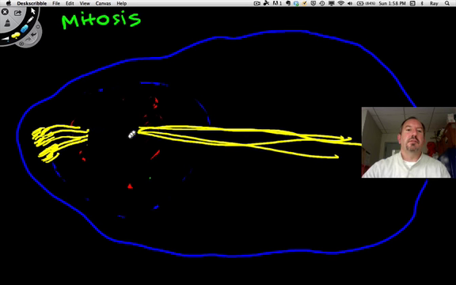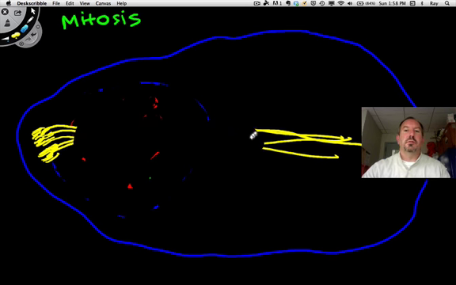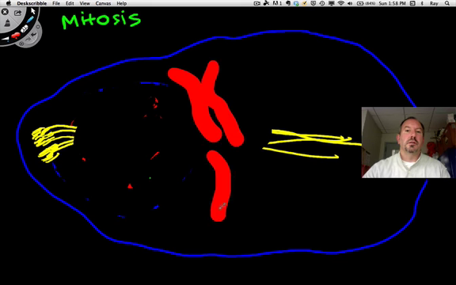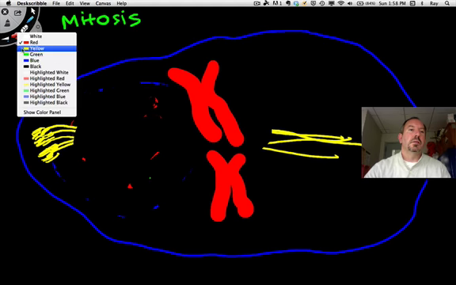So what's going to happen is it's going to pull. Let me sort of move it over here. Now, obviously, there's more than one chromosome. So let me go 2 chromosomes here. So there's one chromosome, and then there's another chromosome. So they get pulled to the true middle of the cell.